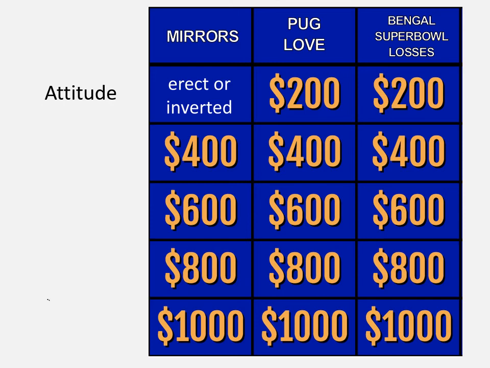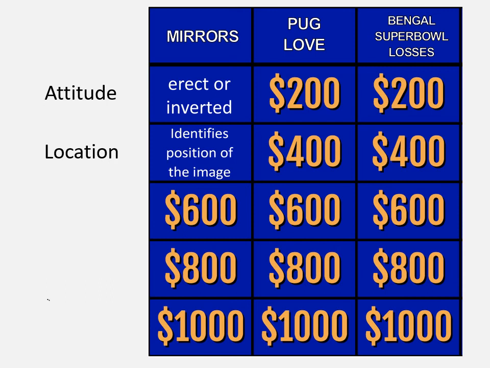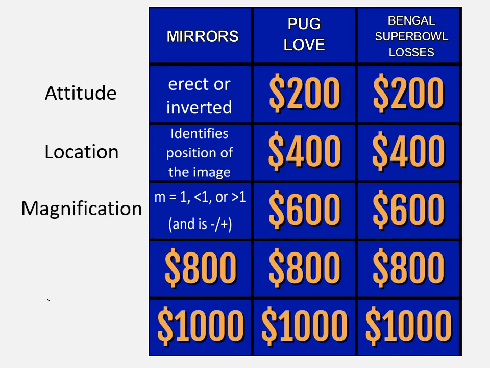Can I get mirrors for 400? Identifies position of the image. What is location? That is correct. You get to go again. Can I get mirrors for 600? The answer is M equals 1, less than 1, or more than 1. And it is either negative or positive. What is magnification? That is correct. You get to go yet again.